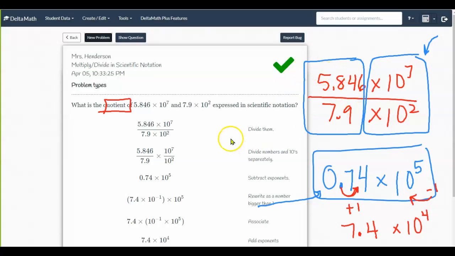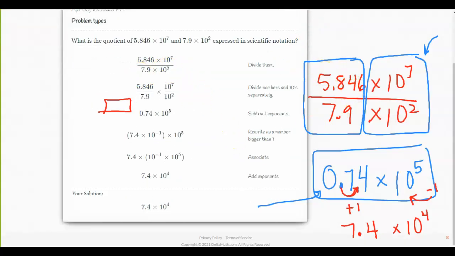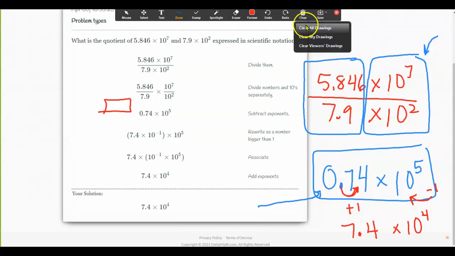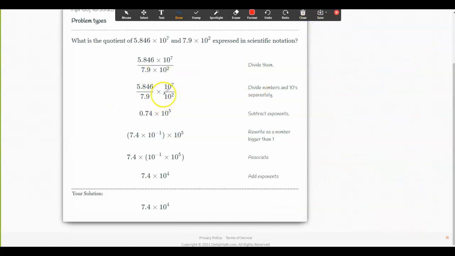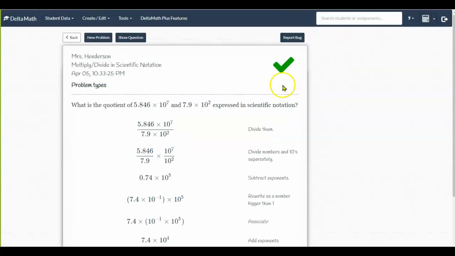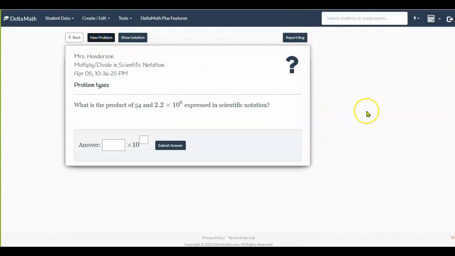Awesome. If you didn't quite catch that, you could certainly look over the example that they have here, how they broke the problem down, how they subtract the exponents, and how they rewrite their coefficient number. Now they show it a little bit differently than me, but they still move the decimal and they still move the power. Notice they're moving in opposite directions. That's important. All right, let's try another one.